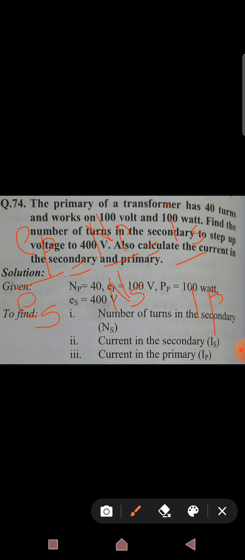You can write it in the format of Ep upon Es, or someone can write Es upon Ep, then also that is considered correct. So this is the equation of transformer, right?